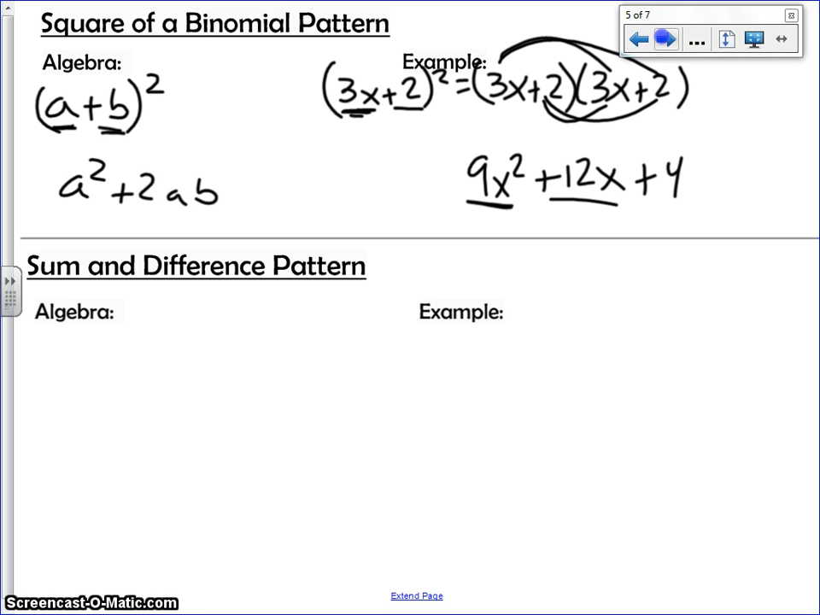2 times a times b. And then we took the last term and we squared that one. Okay? Sum and difference pattern. So for instance, 3x plus 2 times 3x minus 2.